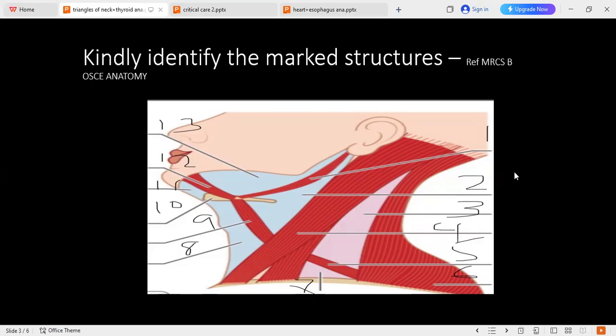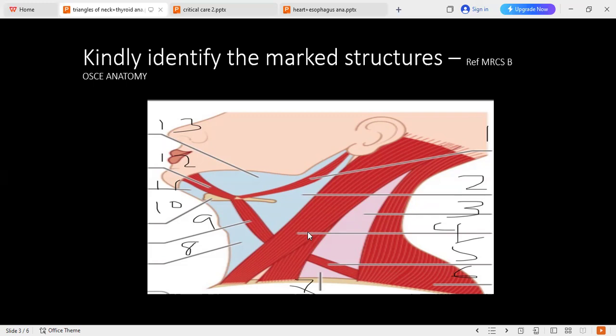Ma'am, I cannot see the numbers. 1, 2, 3, 4, 5, 6. It's number 4. Very good. Please tell me the origin and insertion of the sternocleidomastoid muscle. It arises from two heads, the sternal head and the clavicular head, and inserts into the occipital bone.